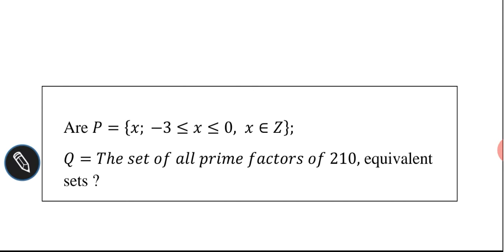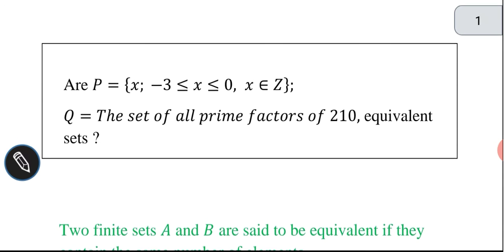Or capital P equal to {x such that minus 3 ≤ x ≤ 0}, x belongs to the set of all integers. Z means the set of all integers. Q equal to the set of all prime factors of 220. Determine whether they are equivalent sets or not.